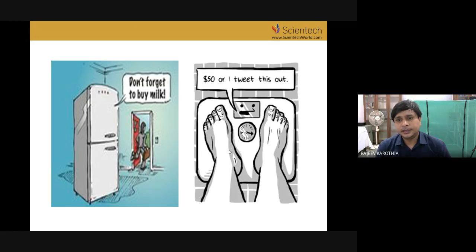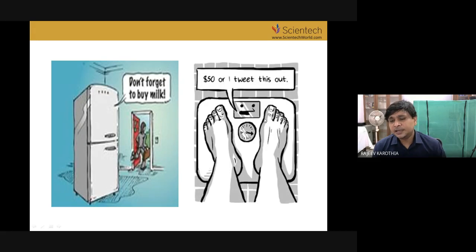So, like in this picture, I'm going to tell you about the curse and the blessing of this IoT. If your fridge is IoT enabled, then it will give you events and alarms. Like right now, there is no milk in your fridge, so it will generate an event, or it will send you an SMS: don't forget to buy milk whenever you return from your office, otherwise you won't get milk. So that is the benefit of using this IoT. A lot of things are getting reduced in your home.